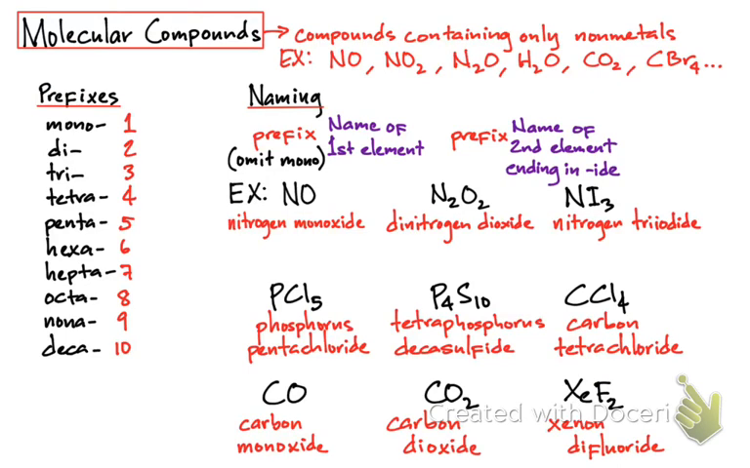So it looks like that's pretty much it for naming molecular compounds. You may be given the name of the molecular compound itself, and then you would have to come up with the chemical formula, right? So for example, if you were given tetraphosphorus decasulfide, then you know that there are 4 phosphorus atoms followed by 10 sulfur atoms.